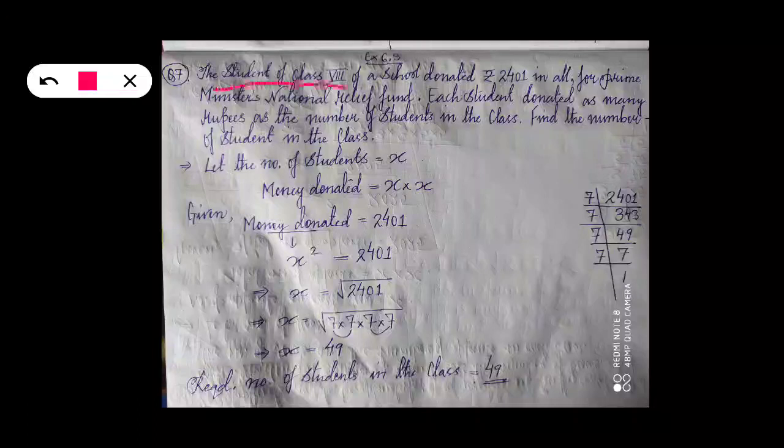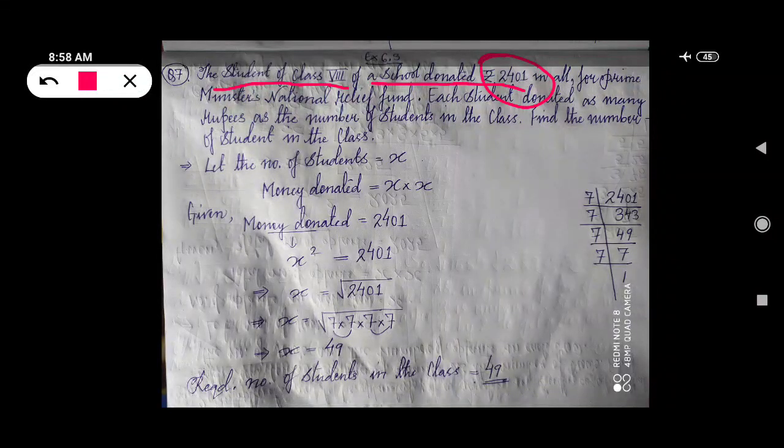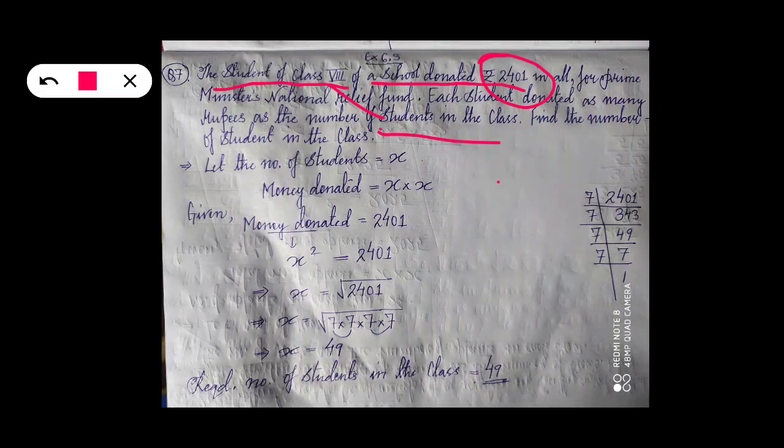The students of class 8 of a school donated 2401 in all. Suppose, since you are in class 8, all the students together donated 2401 rupees in all for the Prime Minister's National Relief Fund. Each student donated as many rupees as the number of students in the class. Find the number of students in the class.